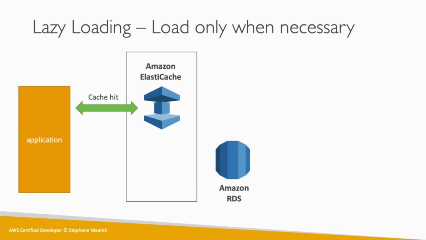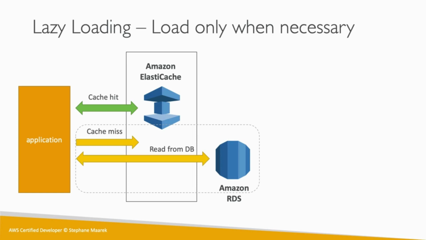But in case there is a cache miss, that means that ElastiCache doesn't return any data to us, it returns null, I haven't found this key. Then our application must do a read from the database. So it needs to start querying the database. The database will come back with the information that we want. And then our application will write that data to the cache and then return it to our user. So as we can see here, in case we have a cache miss, we have 3 requests that need to happen before our application can send data back to our user.